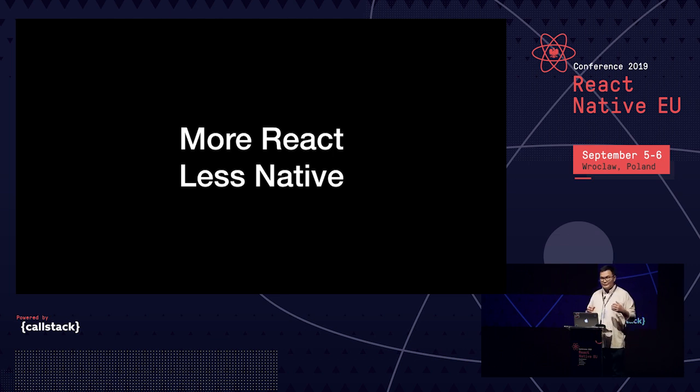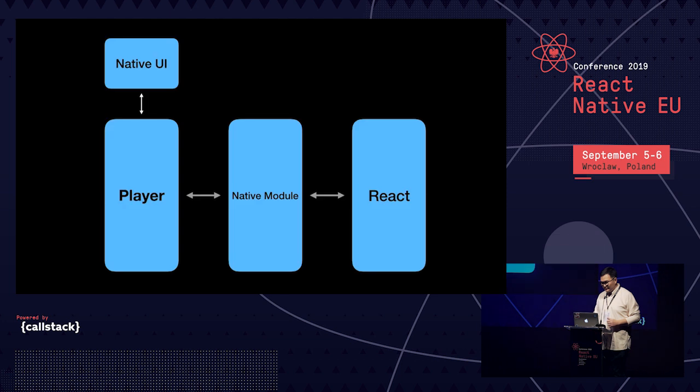So we got the user interface and basic user interactions in React Native without a line of native code. So we defined our strategy to do more in React and less in the native realm. Our basic architecture looked like this: we have React, the native module and the player, and the player will interact with the native UIs like control center and lock screens.